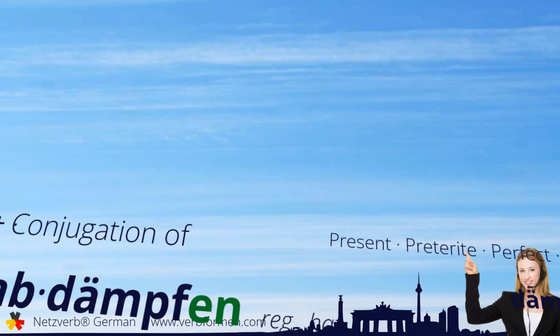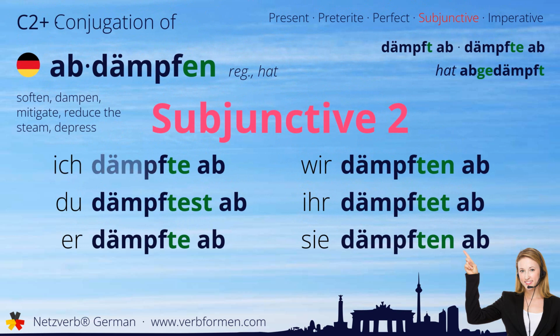Now we move on to the subjunctive two. Ich dämpfte ab. Du dämpftest ab. Er dämpfte ab. Wir dämpften ab. Ihr dämpftet ab. Sie dämpften ab.